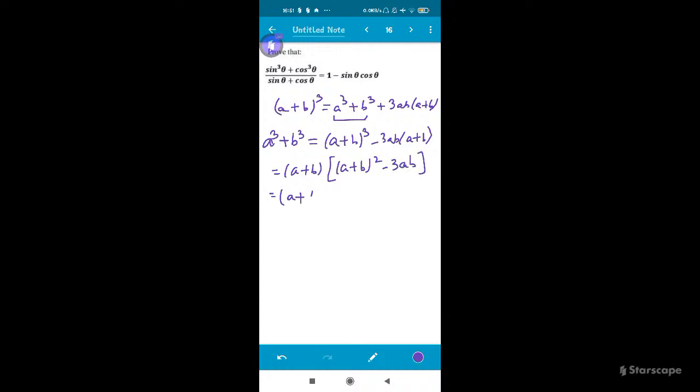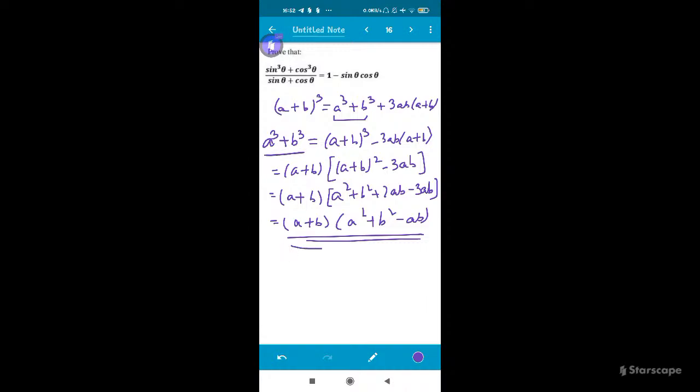So let's solve the things which are inside the bracket. (a + b)² is a² + b² + 2ab, and we have minus 3ab. So we are getting (a + b)(a² + b² − ab). So this is the expression for a³ + b³. You can either choose to remember it or you can also choose to derive it within less than 1 minute. I will definitely tell you, don't try to memorize things, don't mug up. Rather, it is very simple, and moreover, when you start doing such calculations, it will also increase your IQ.